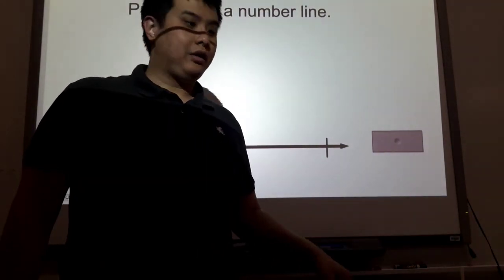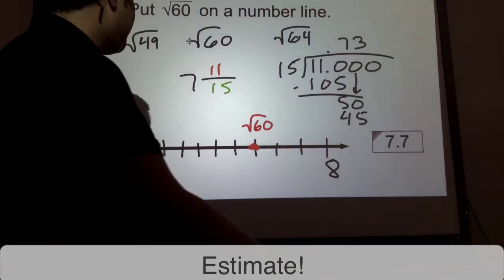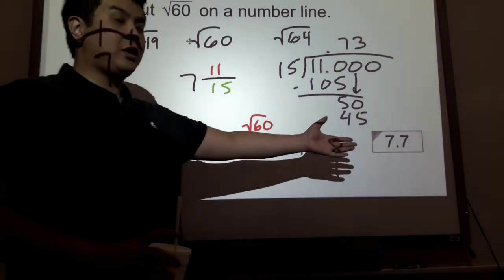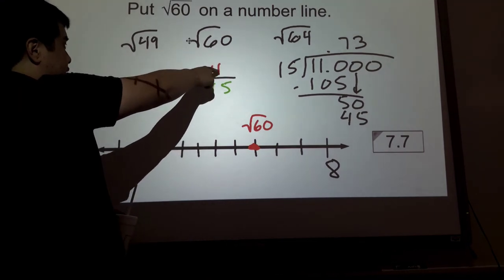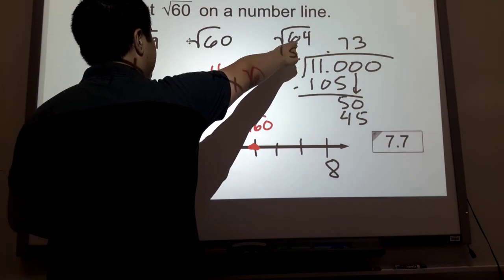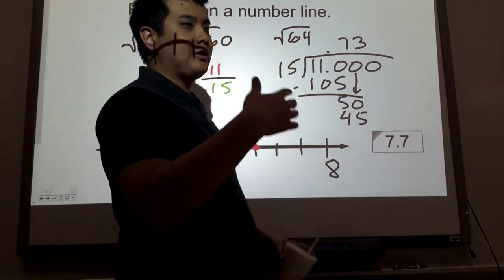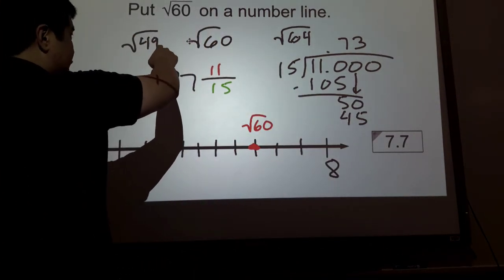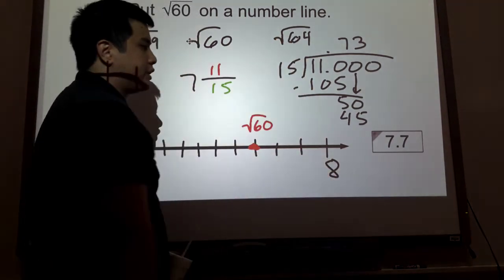Try this last one out on your own. If you did it correctly, your answer should look somewhat like the following. Okay? The answer is going to be close to 7.7. And where we got that from is 11 is the difference between 60 and 49. And the difference between 64 and 49 is 15. And if I do that division, we get 0.73, which rounds to 0.7. And the 7 comes from that the answer is going to be in between the square root of 49, which is 7, and the square root of 64, which is 8.